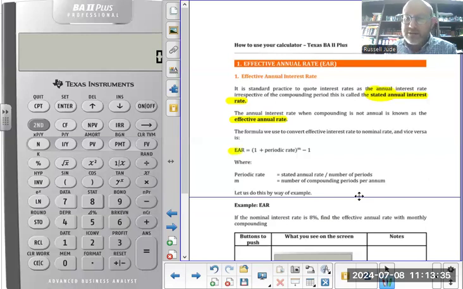EAR, the effective annual rate, is equal to 1 plus the periodic rate, and that's a new rate that I haven't introduced yet. We've spoken so far about the stated rate, which is the same as the nominal rate. That's the annual rate given to you by the bank. Let's say, for example, the bank may say to you that the stated rate on your investment or on your loan is 12% per annum. That's the stated rate for the year, the nominal rate.